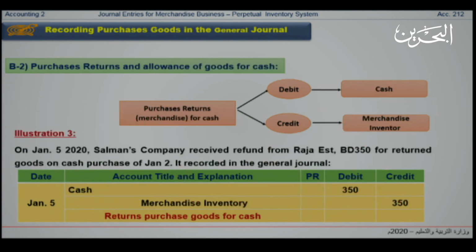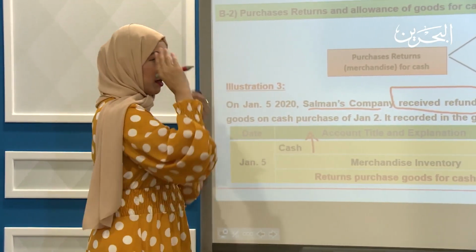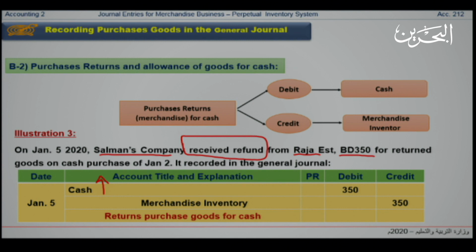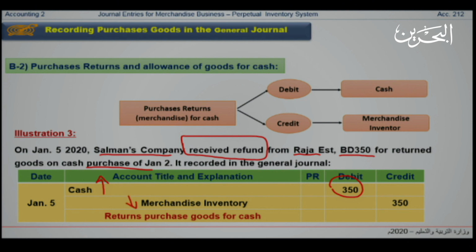Moving to the purchase return and allowance for goods for cash. In our example, Salman Company received a refund from Raja. The amount of this refund is 350 BD. How can I write this transaction? If I received the money from Raja, the cash of my company will increase by 350 on the debit side. The cash increases because of the purchase return, so my inventory will decrease because I bought it, and I record it on the credit side with the figure of 350.